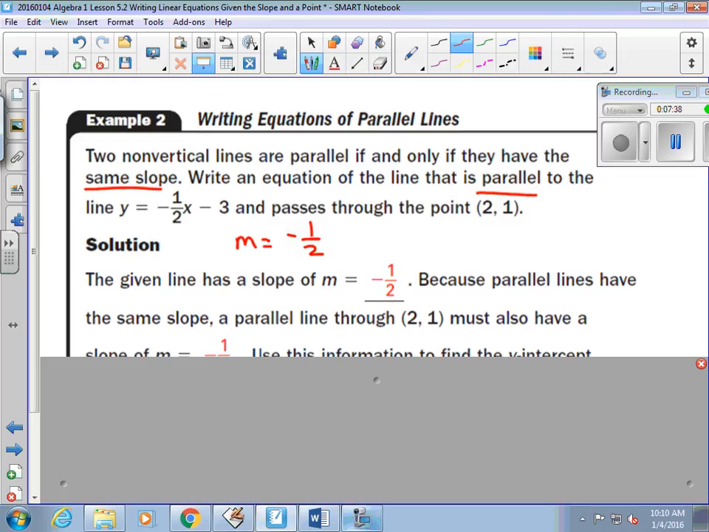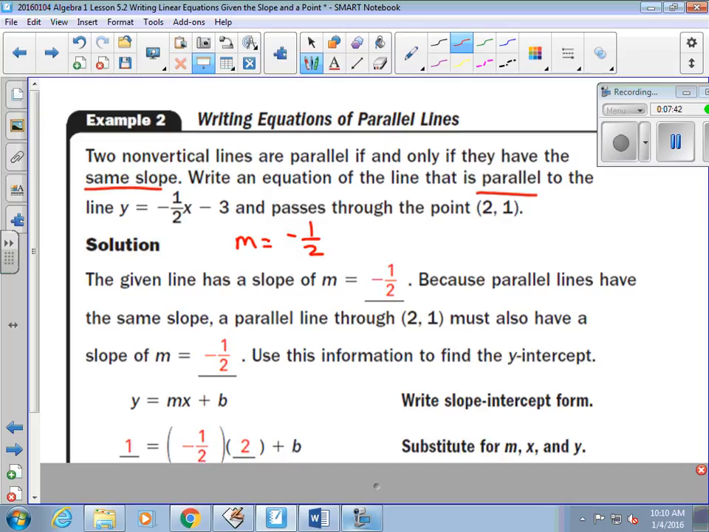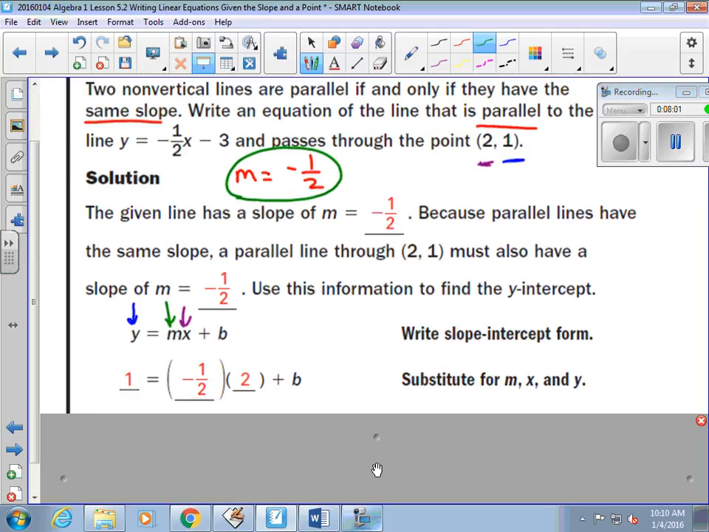So y equals mx plus b. Just like a minute ago, we could plug in each of those values. In place of y, we plug in 1. In place of x, we plug in 2. And in place of m, we plug in our m value, which was parallel to the other one, -1/2. So 1 is equal to -1/2 times 2 plus b. So there's only one variable left over. We can solve for b.